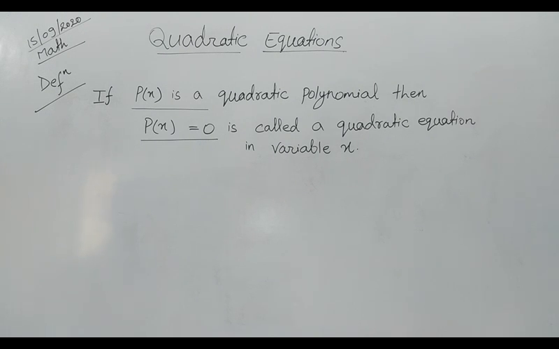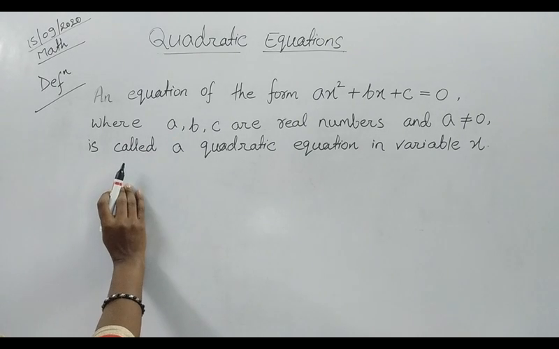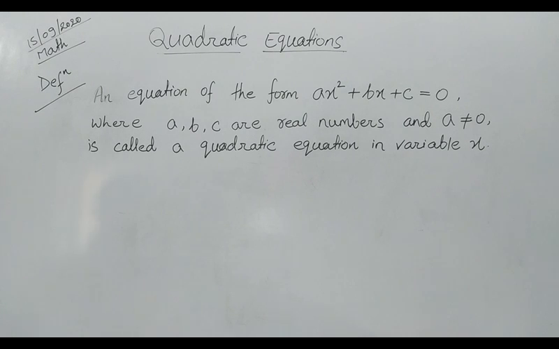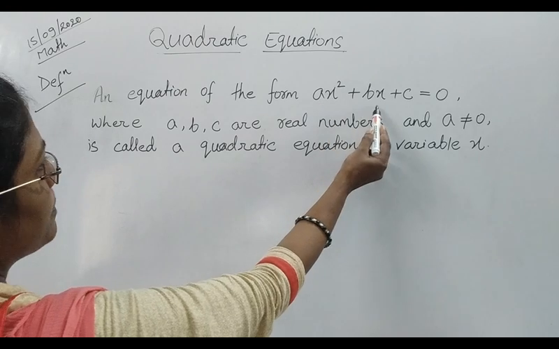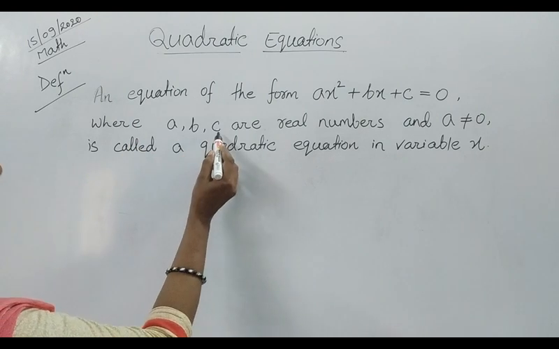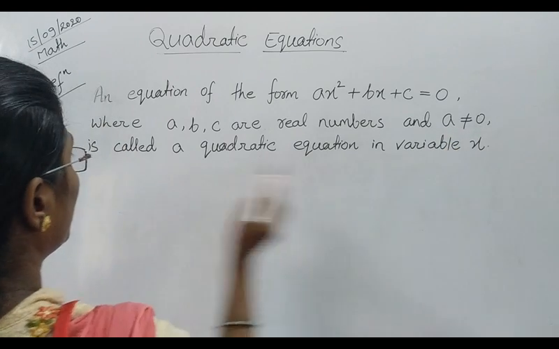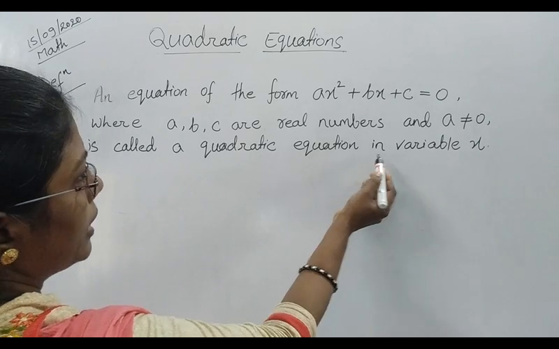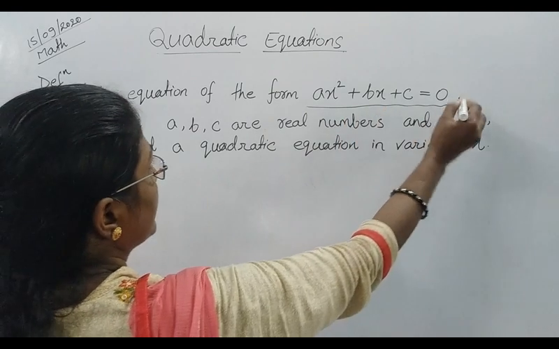Now we are going to study the general form of the quadratic equation. Another definition of the quadratic equation can be written as: an equation of the form ax square plus bx plus c is equal to 0, where a, b, c are real numbers and a not equal to 0, is called a quadratic equation in variable x. So it is said to be the general form of the quadratic equation.